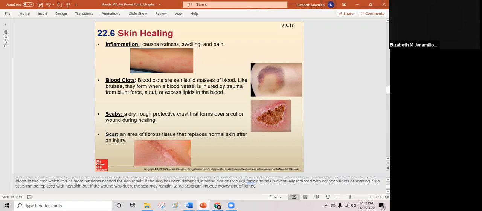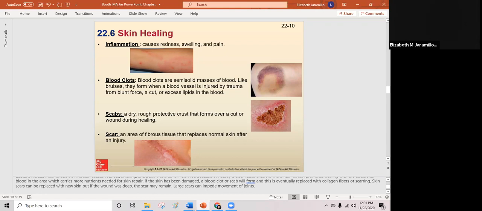The inflammation is going to promote healing with the additional blood in the area, which carries more nutrients needed for skin repair. If the skin has been damaged, a blood clot or scab will form, and this eventually is replaced with collagen fibers or scarring. Skin scars can be replaced with new skin, but if the wound was deep, the scar may remain a little bit thicker.